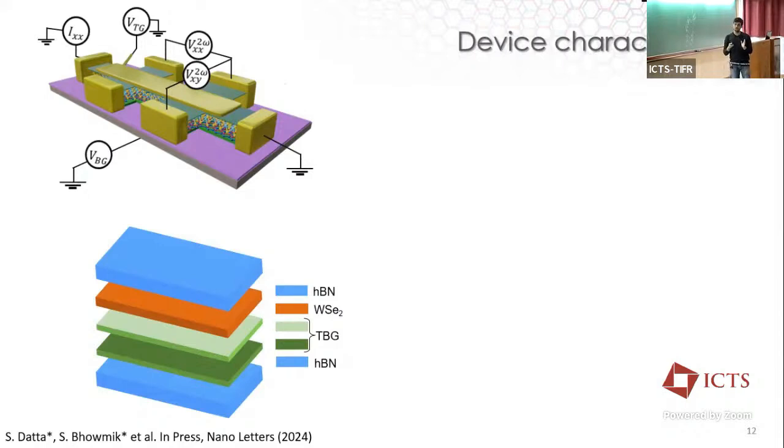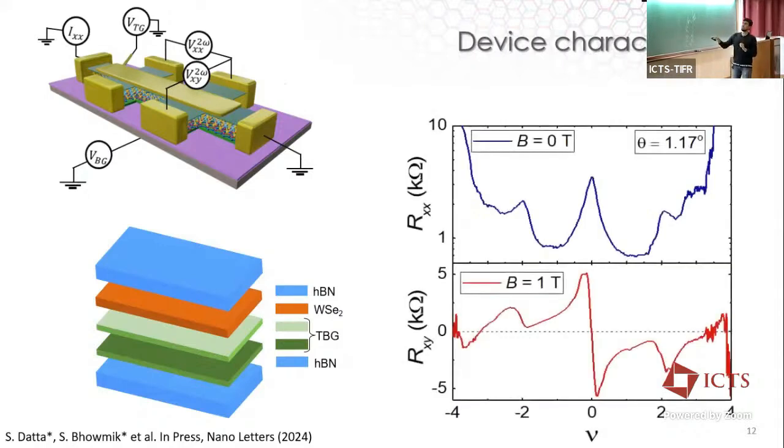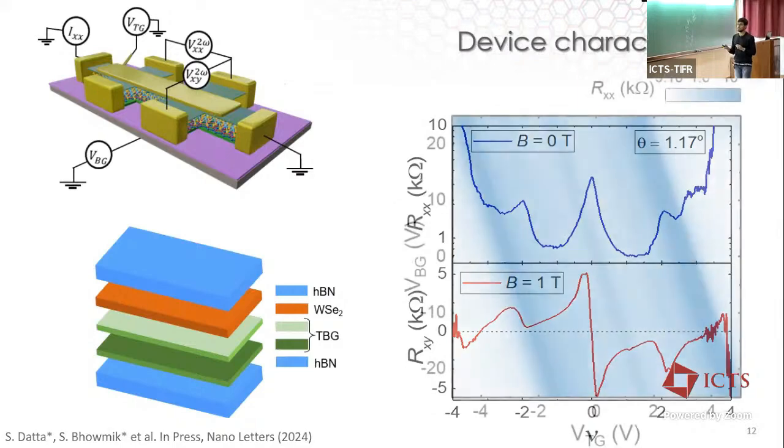The first thing to do with this kind of twisted bilayer graphene is to know the twist angle. We basically use the longitudinal resistance and Hall resistance as a function of density. First you see a peak at the charge neutrality point, which corresponds to nu equals 0, and you see huge peaks at nu equals plus minus 4, which correspond to the band gap. From here we calculate the angle to be 1.17 degrees.